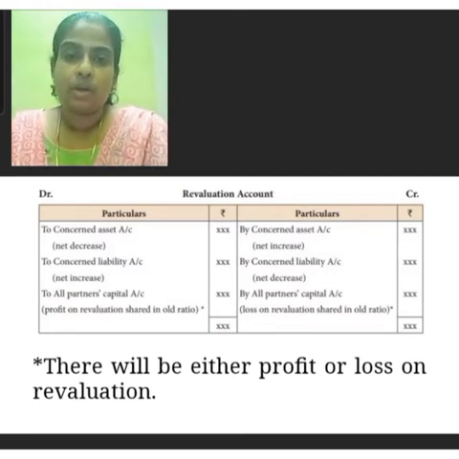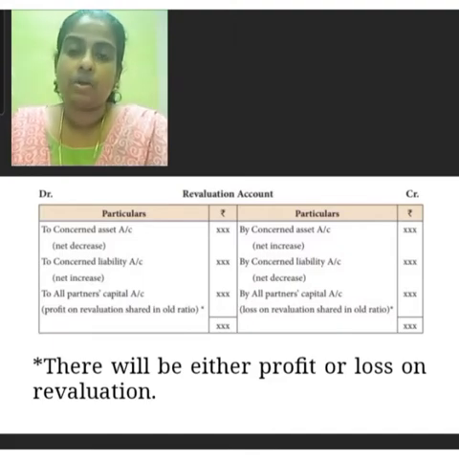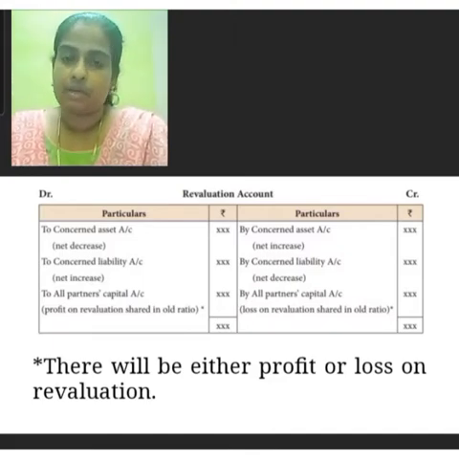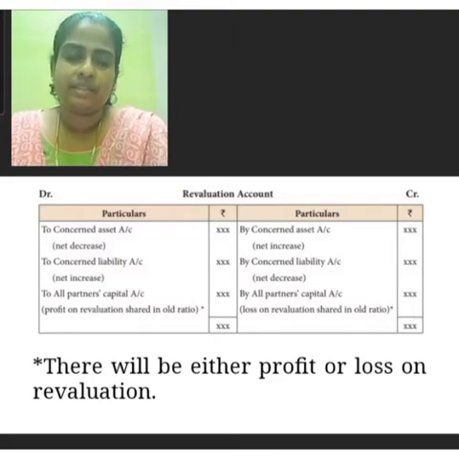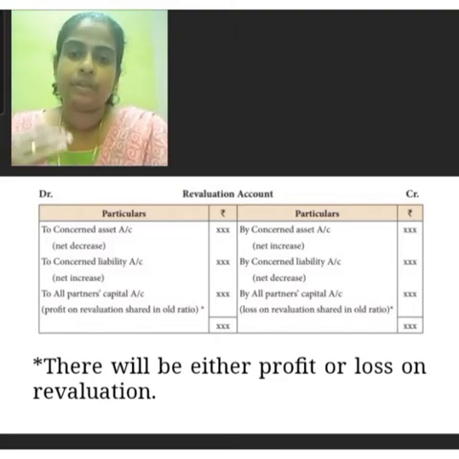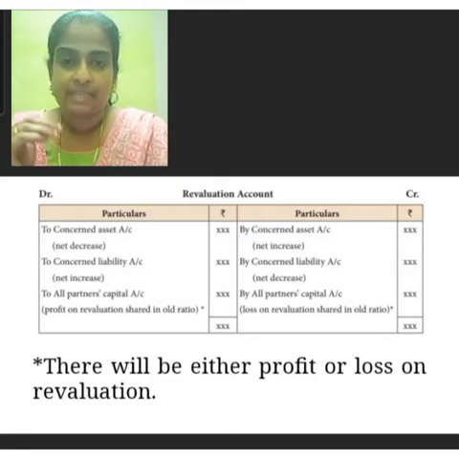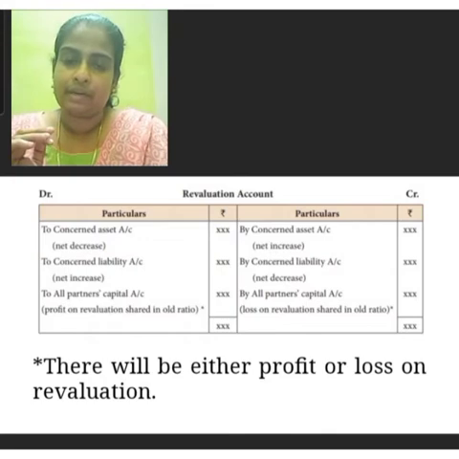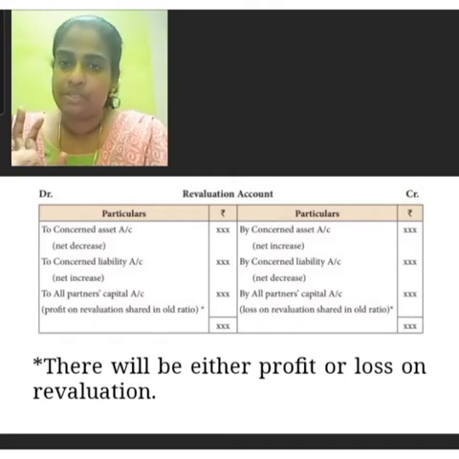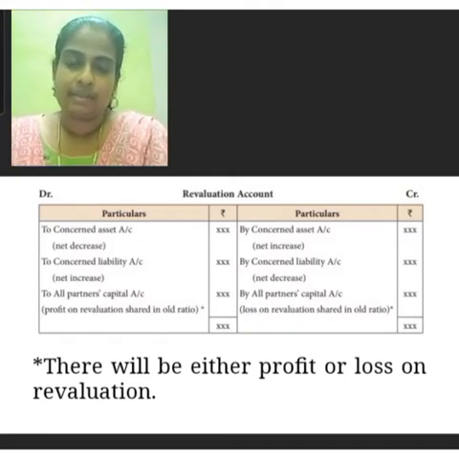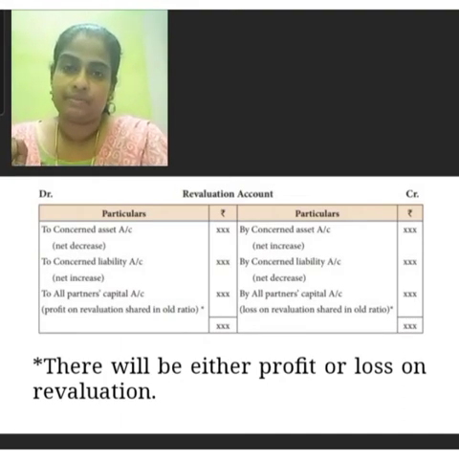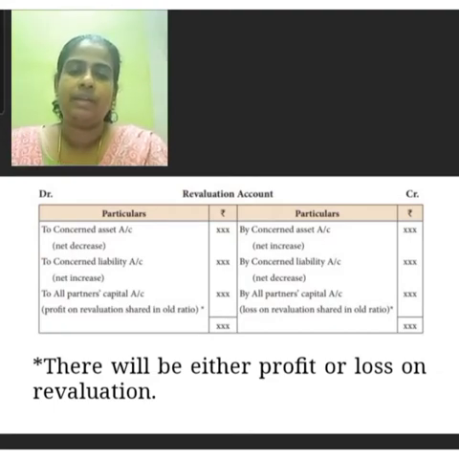Sometimes there may be unrecorded assets. That assets should be recorded on the credit side of the revaluation account. After entering all these items, that is, on the debit side to assets account, that is decrease in asset, then to liabilities account, that is increase in liability, then to liabilities account, that is the unrecorded liability; on the credit side by assets account, that is increase in assets, then by liabilities account, that is decrease in liability, then by assets account, if there is any unrecorded asset, that item should be recorded on the credit side.